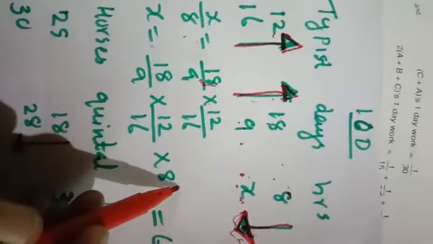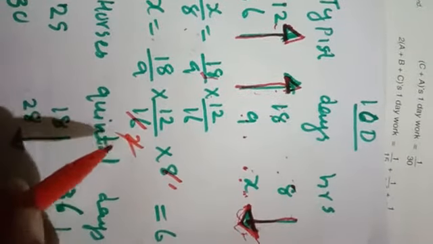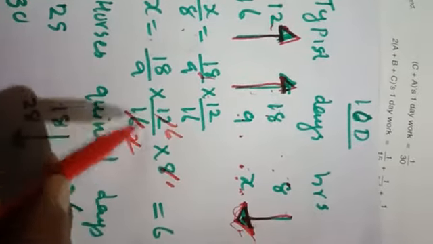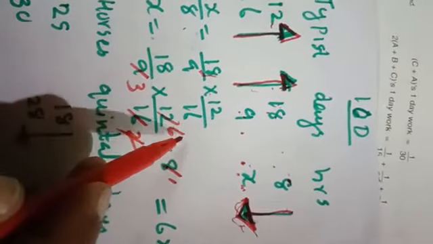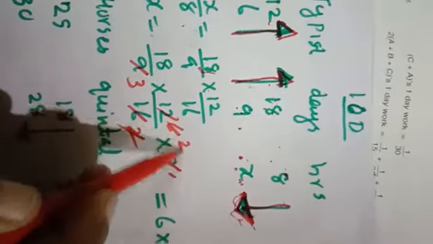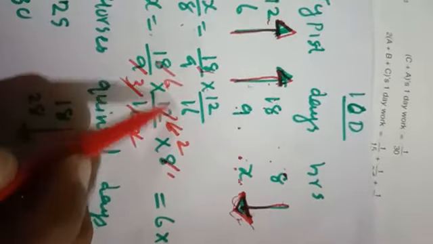Now cancellation: 1 8 is 8, 2 8s are 16, 1 2 is 2, 6 2s are 12. Then 3: 3 3s are 9, 2 3s are 6, again 1 3 is 3, 6 3s are 18. 6 into 2, 12 hours per day.